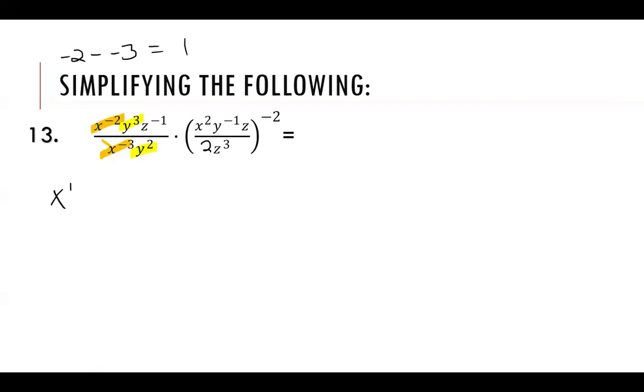which means I have 3 minus 2, which is just going to be y to the 1. And z to the negative 1 had no friends. Still with me? All right, moving on to the next side.